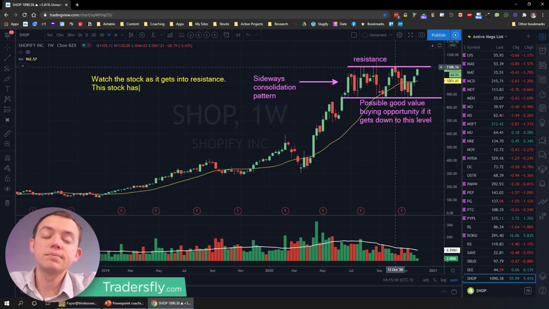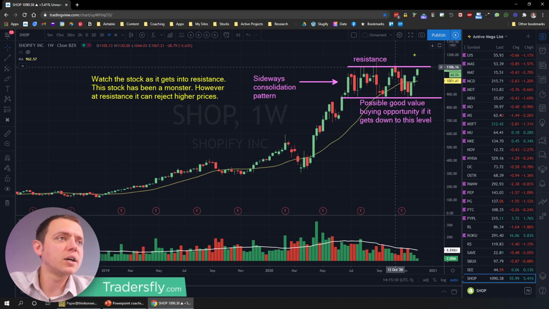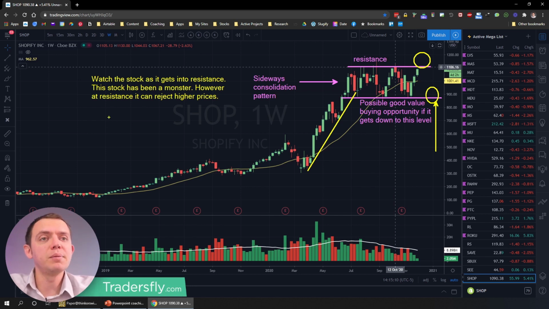This stock has been a monster. However, at resistance, it can reject higher prices. So watch those levels. If it does reject those, watch this good value level. So those are your points. Or if it breaks through, then you want a nice clean break, because you've been moving up, and then a sideways move, and then a further move up could be an ABCD pattern.